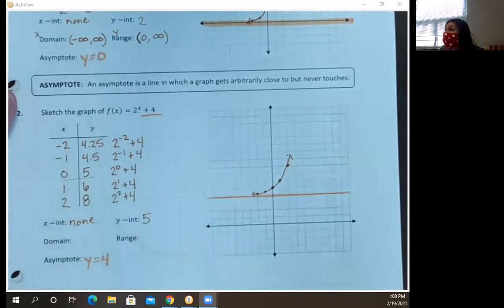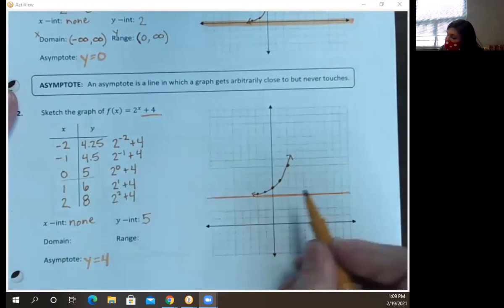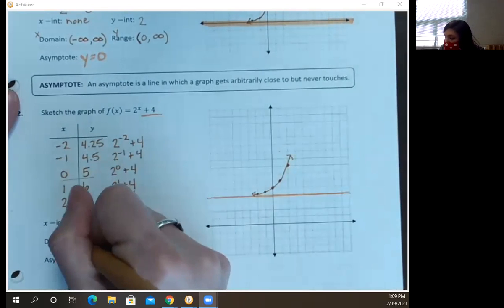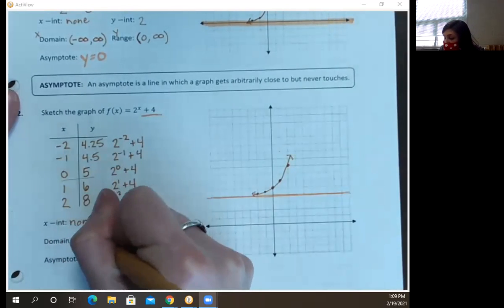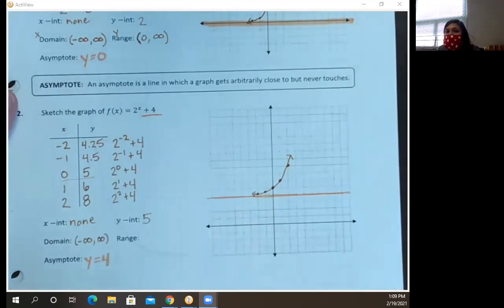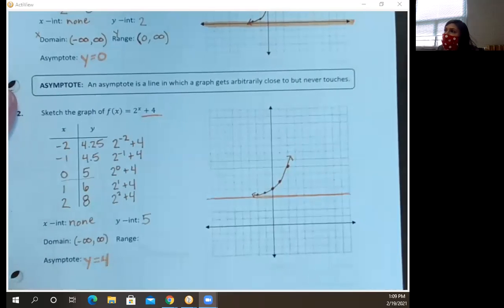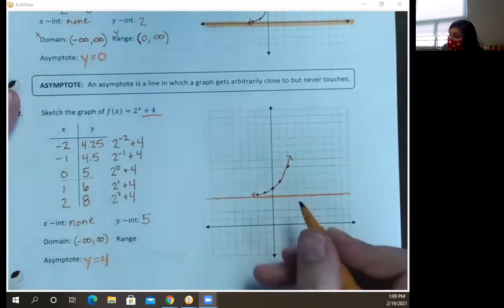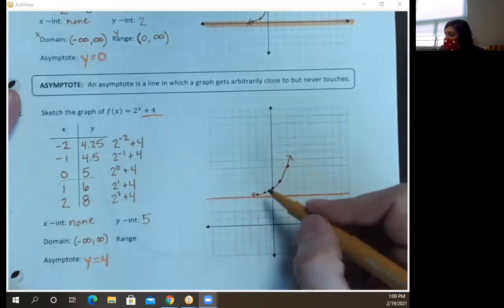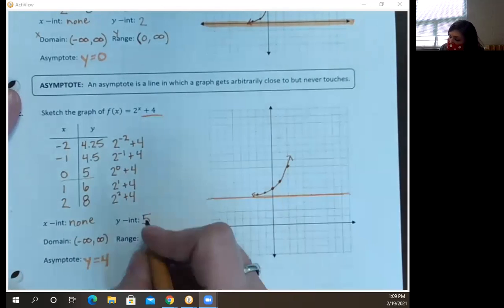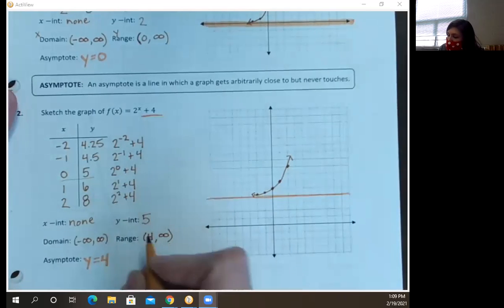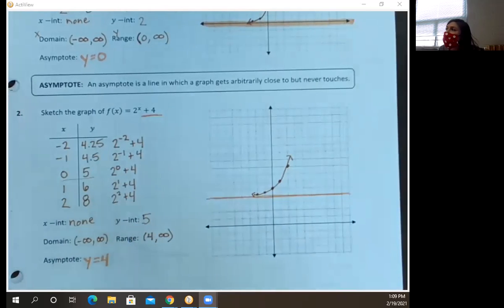Now, our domain is still whatever we want, right? We can still plug in more negative values of x, more positive values of x. So our domain is from negative infinity to positive infinity. And our range is still limited by that asymptote. This time, 4 is our barrier. Our graph is entirely above 4. So our range is going to be 4 to infinity. Again, parenthesis, because I can't actually have a y value of 4. I can get really close, but I can't actually have 4.